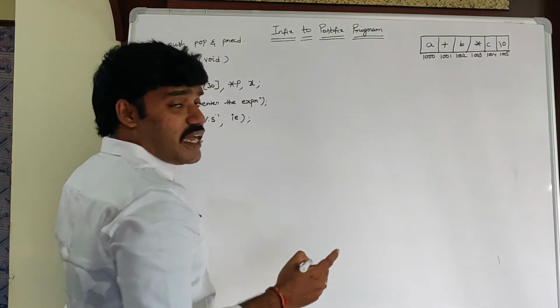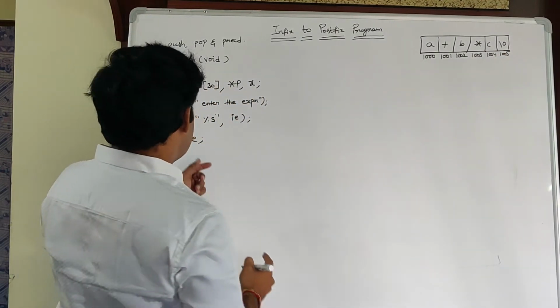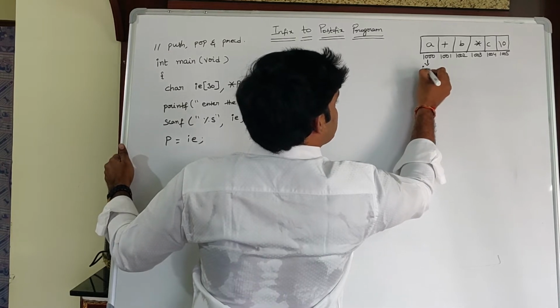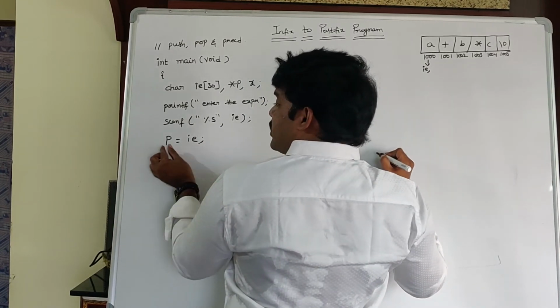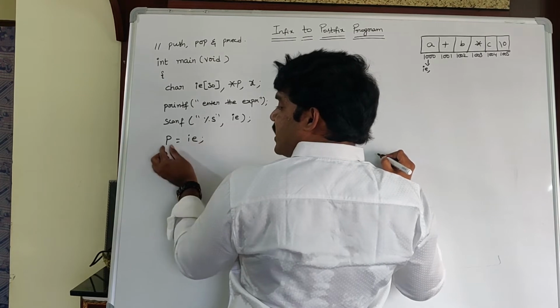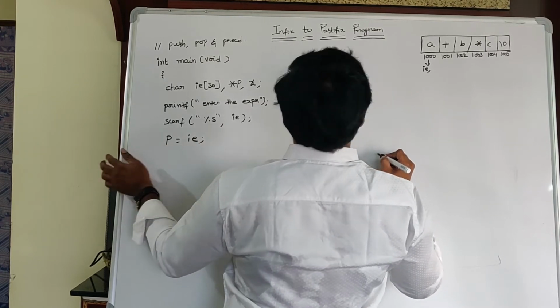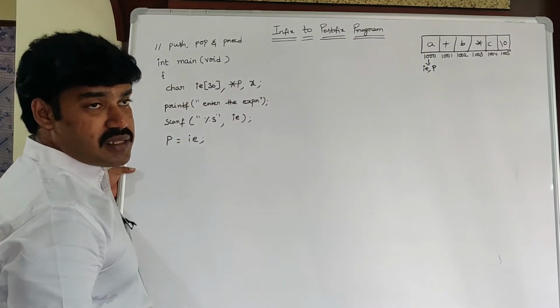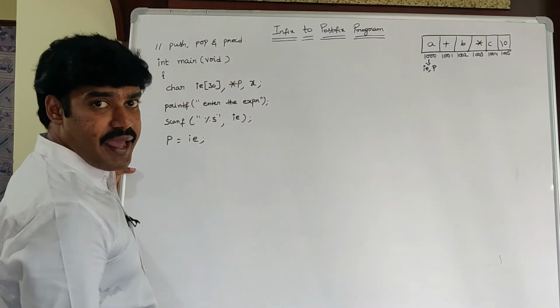Why? Because the size of a character is 1 byte. And the IE array contains the base address, that is 1000. I am placing IE into which one? P. That 1000 is assigned to which one? Character pointer P. So now P also points to which one? 1000 memory location, that is to the character A.